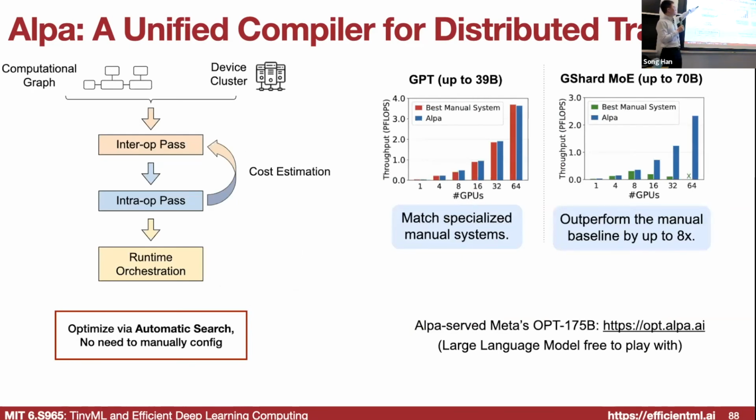So in this work, they propose to do them step by step. First, do the inter-operator pass and the intra-operator pass, and have the cost estimation for each of them, and finally propose a runtime orchestration. And it's showing pretty good results, actually matching the manual systems, those carefully designed manual methods, for this GPT model up to 39 billion parameters with 64 GPUs. And also, compared with a different model, it actually outperformed the manual design by up to 8x for the MoE model. Okay.